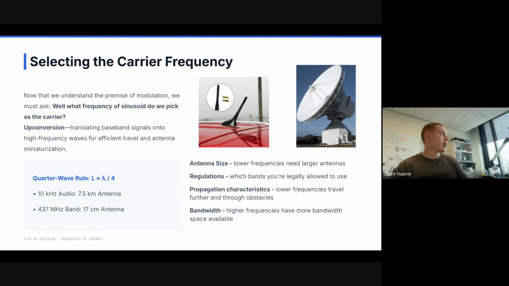So regulation influences what frequency carrier we use. Then we've got propagation characteristics. This comes down to physics. The atmosphere might block a certain frequency but allow another to pass.